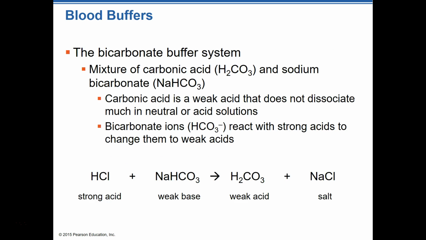The bicarbonate buffer system is the main one that I want to talk about. It's a mixture of carbonic acid and sodium bicarbonate. So we have a weak acid and a weak base. It's a combination of those two, and it's just a play on those two depending on what's going on. Carbonic acid is a weak acid, bicarbonate is a weak base. So we see hydrochloric acid, which is a strong acid. It's going to release a lot of hydrogen, and then we've got this weak base that's going to absorb that hydrogen. It's going to dissociate in water.